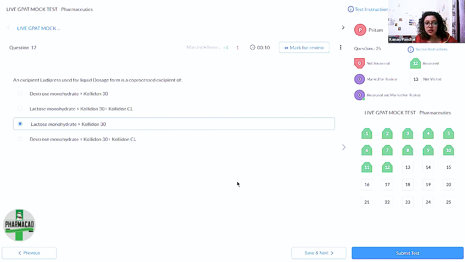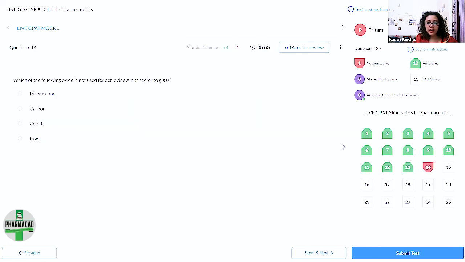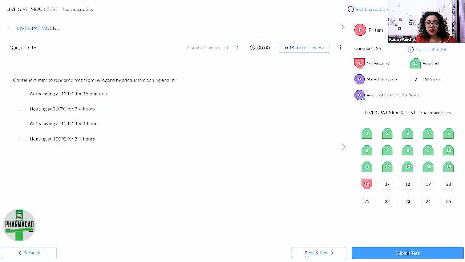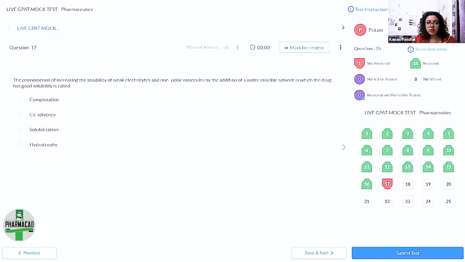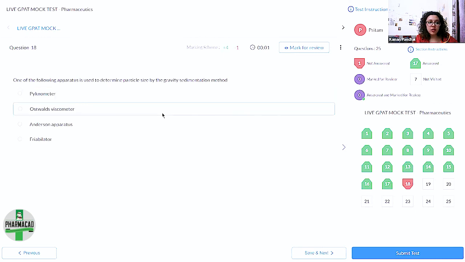You should get 4, 5 or 6 wrong. Any questions? Any doubts? Is the LVP and SVP one sorted? Hello. Yes, ma'am. Yes, ma'am. And Mansi, what is the other doubt? Is the bulk density one sorted?